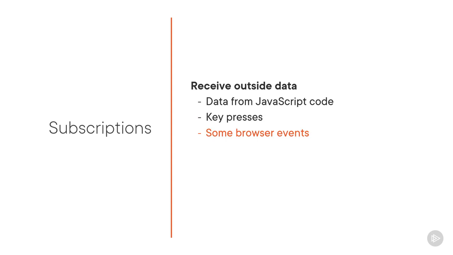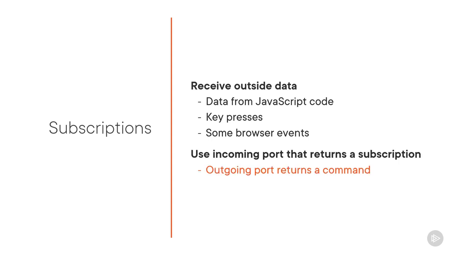To receive data from JavaScript code, we need to use an incoming port that returns a subscription. Notice that a port can either be used for incoming or outgoing data. In contrast to an incoming port, an outgoing port returns a command sent by the update function.